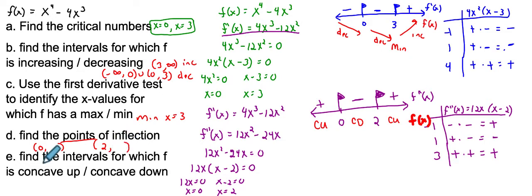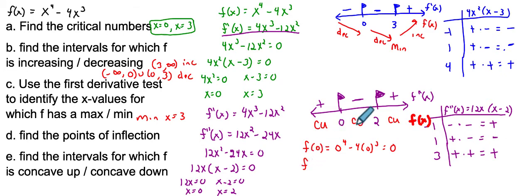I know my x values will be 0 and 2. So to find my y values, I go back to my original function and plug in each of these points of inflection. So 0 to the 4th minus 4 times 0 cubed is 0. So I have 1 point of inflection at the point (0, 0).